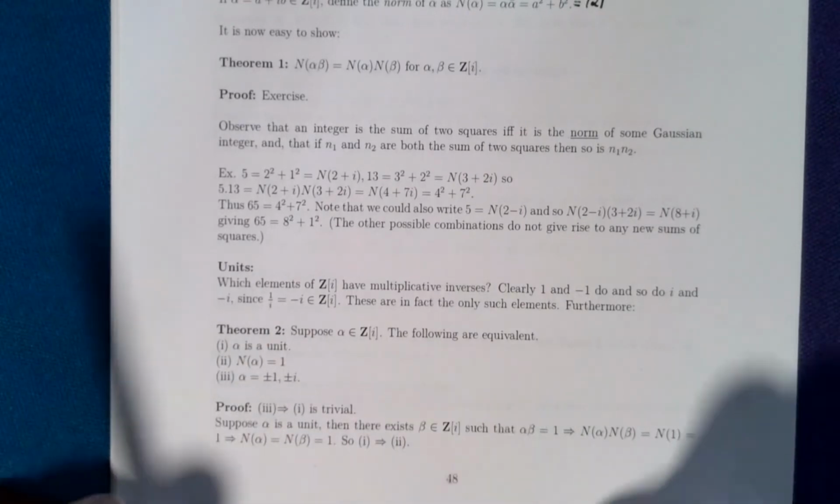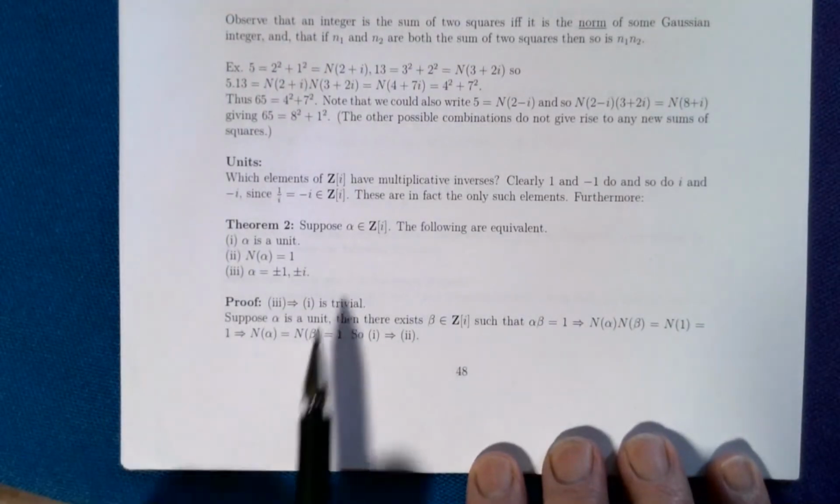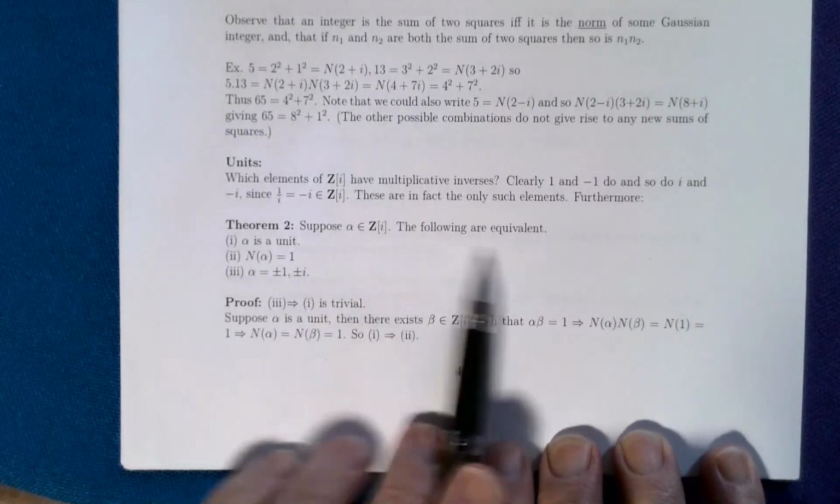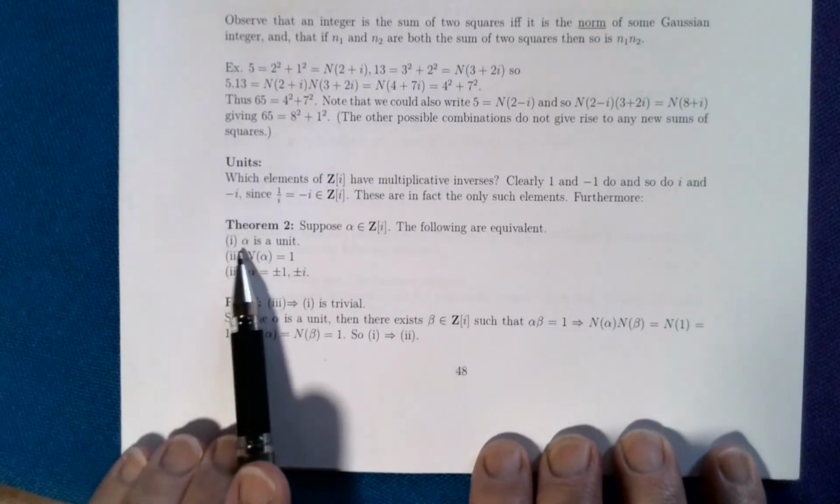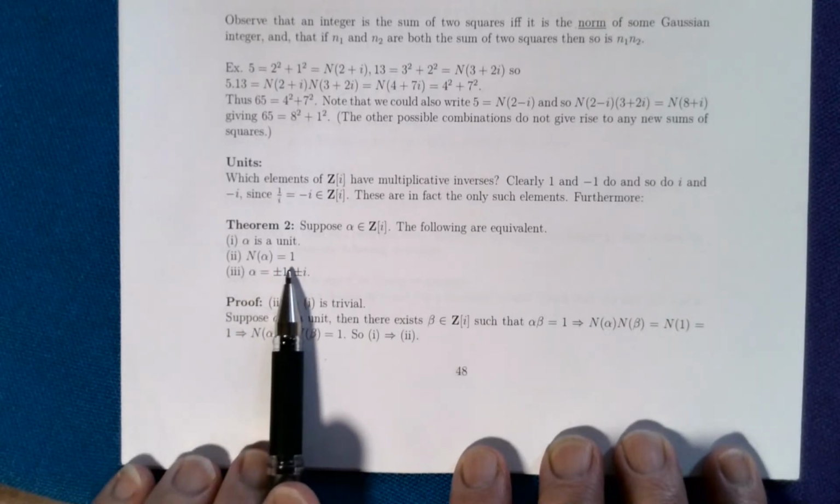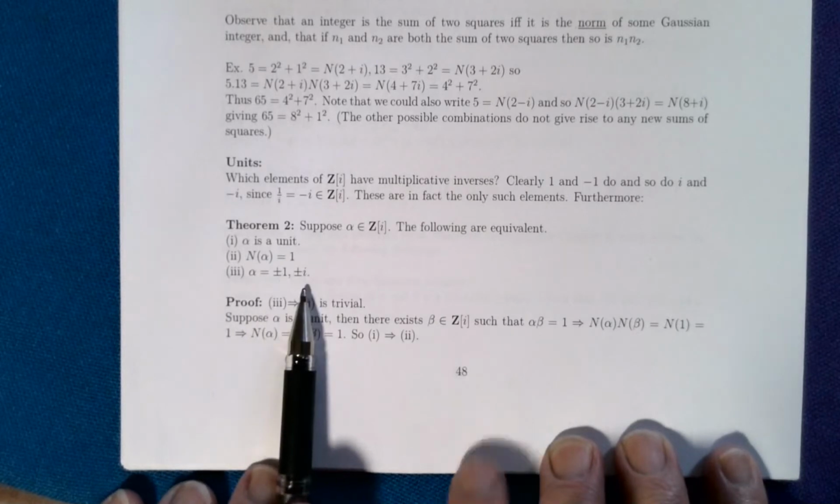Second theorem enables us to check which elements have got multiplicative inverses. So if alpha is in Z[i], the following are equivalent. One: alpha is a unit, that is an element which has a multiplicative inverse. Two: its norm is 1. Three: the only units are plus or minus 1, plus or minus i.